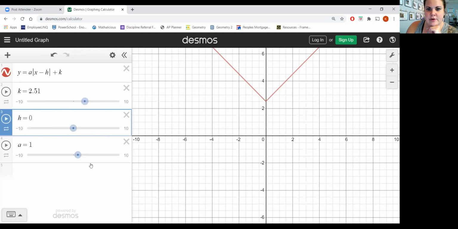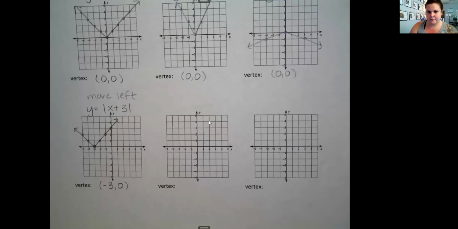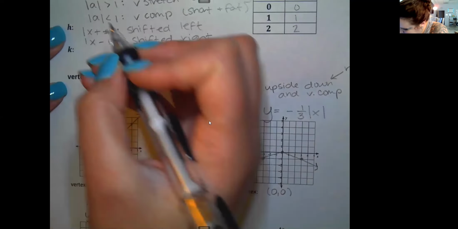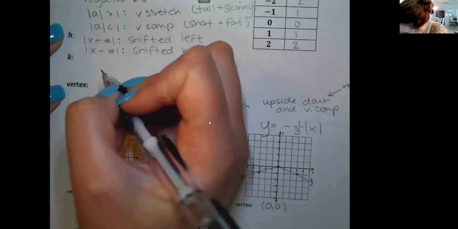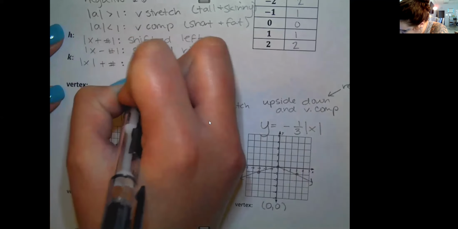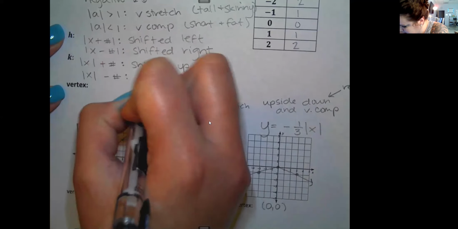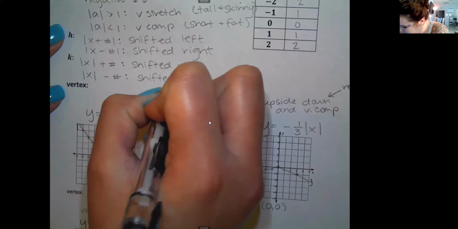So we're going to go back to our notes. And up here, we're going to say that positive numbers, I'm going to go ahead and write absolute value of x plus a number, shifted up, and absolute value of x minus a number, shifted down.